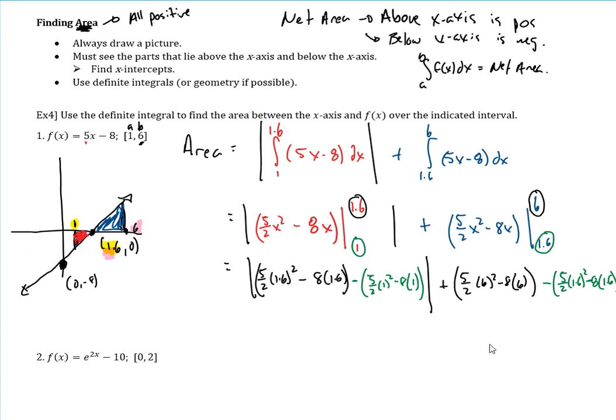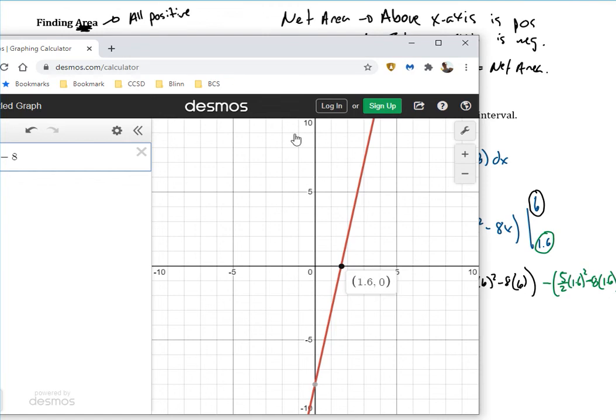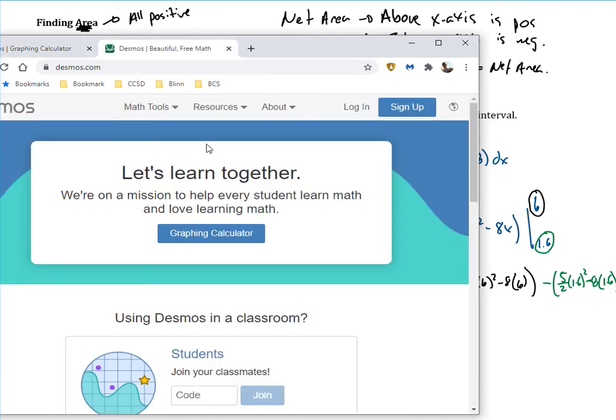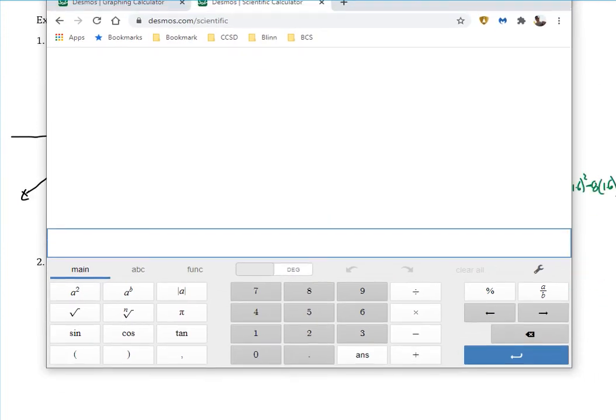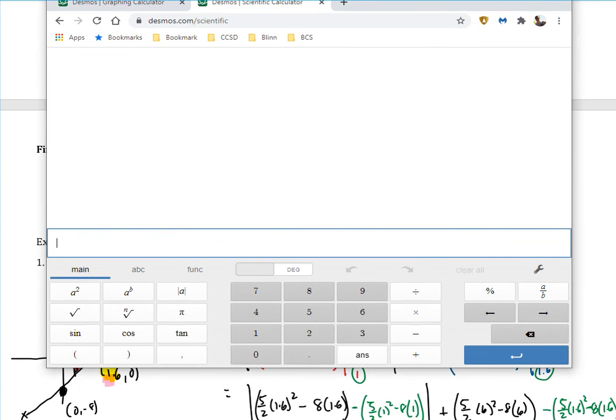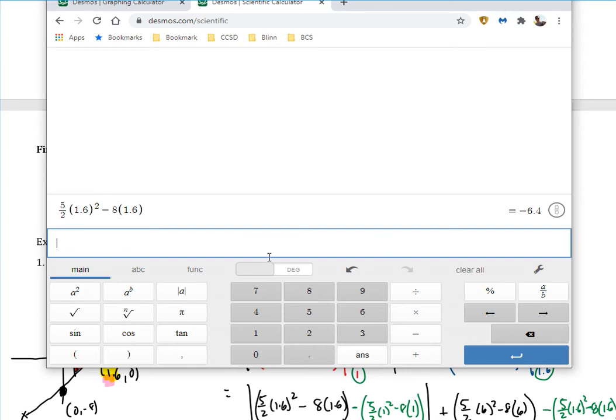All right, and then now we just need to, I'm going to use a calculator to help me out with this arithmetic. I'm going to use the Desmos scientific one, Math Tools Scientific. Okay, so I'm just going to plug those in. Let me scroll so we can see them both. Okay, so this in the black. I have 5 divided by 2 times 1.6 squared minus 8 times 1.6. Okay, so there's that portion. So we have negative 6.4 so far.